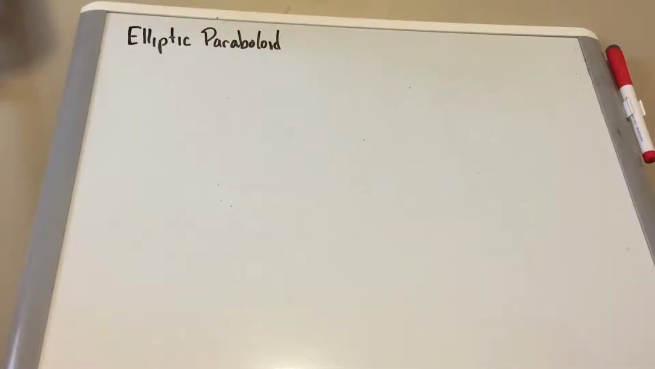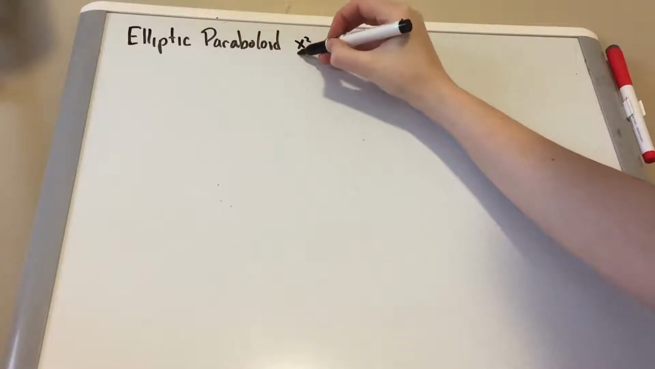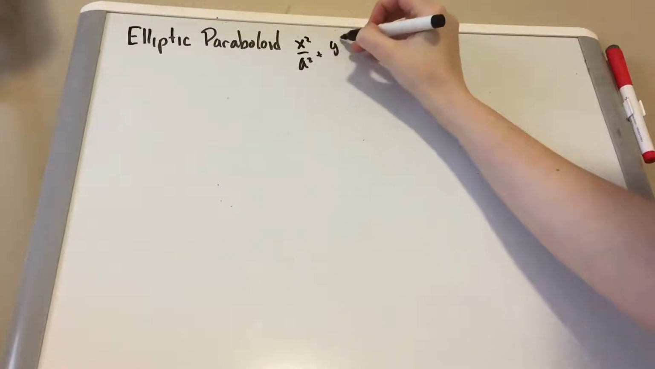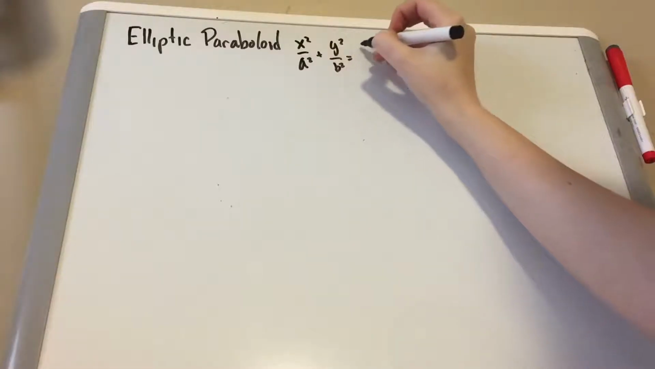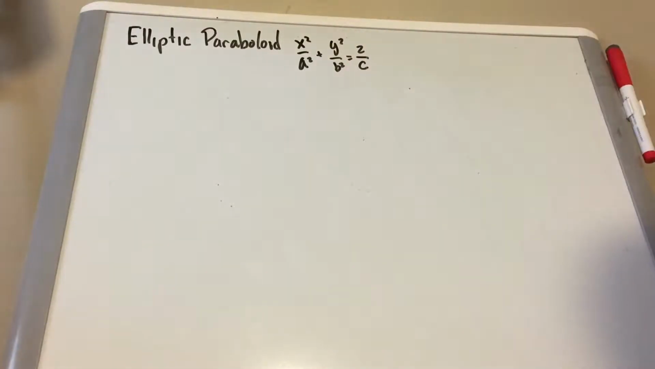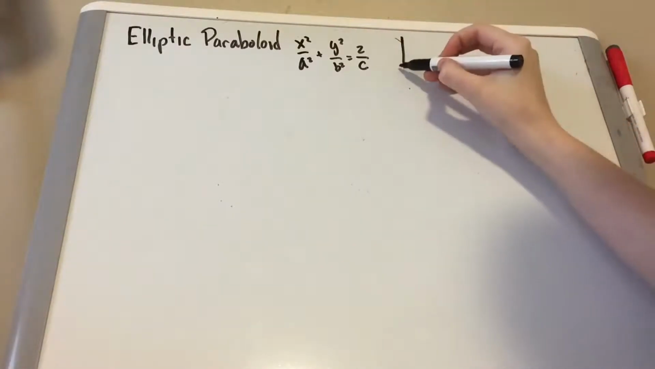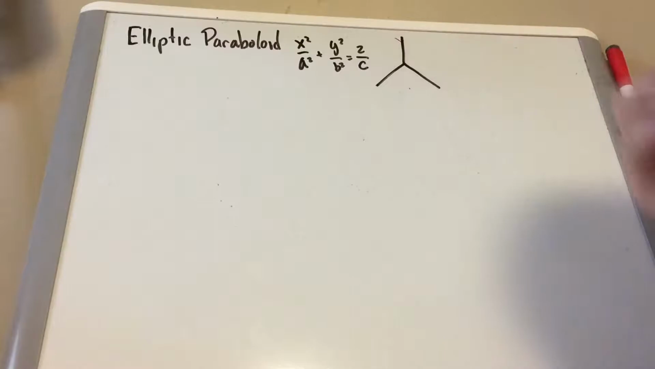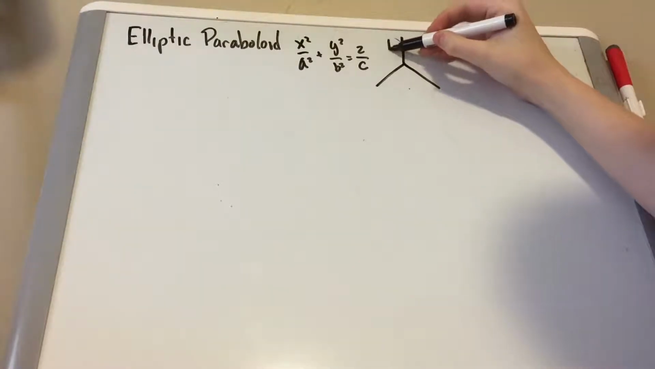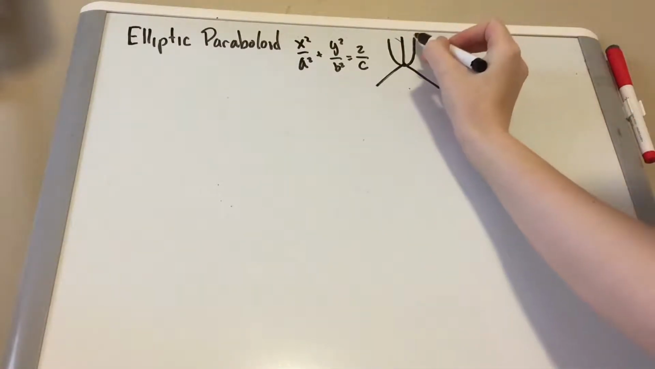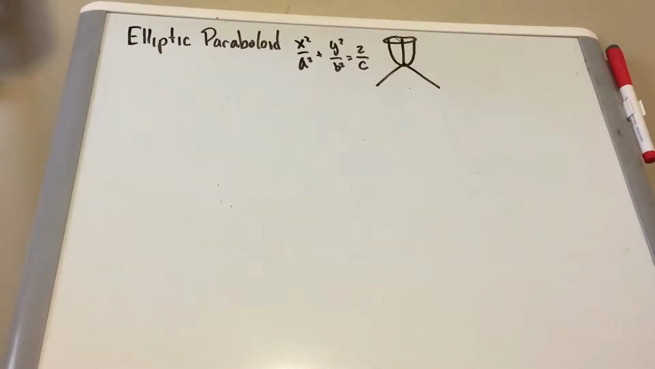The equation for an elliptic paraboloid is x squared over a squared plus y squared over b squared equals z over c. So the first thing that we notice is that z is not squared, which means that all values are going to be positive for z, meaning everything is going to be above the xy plane, where z equals 0.